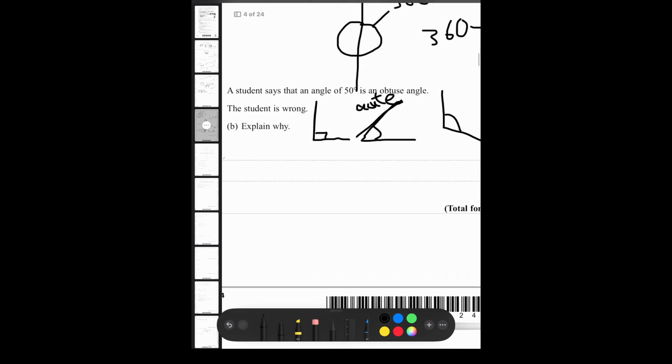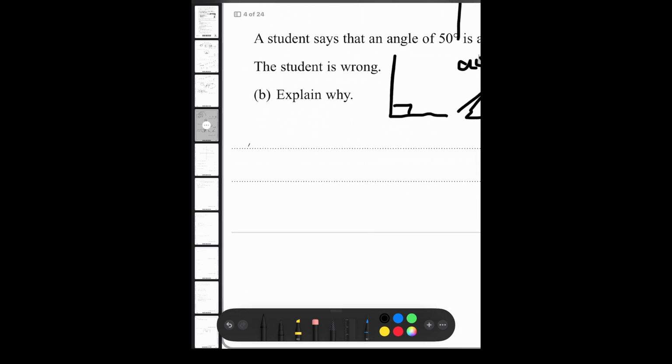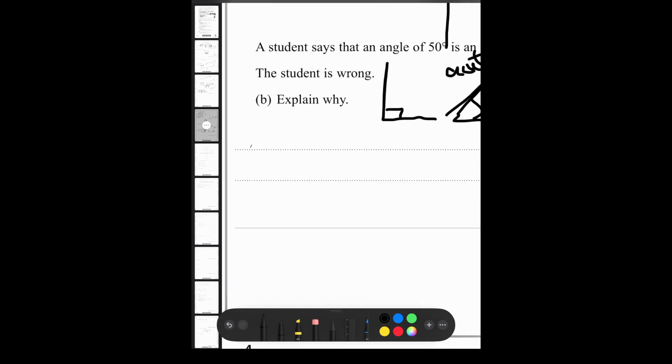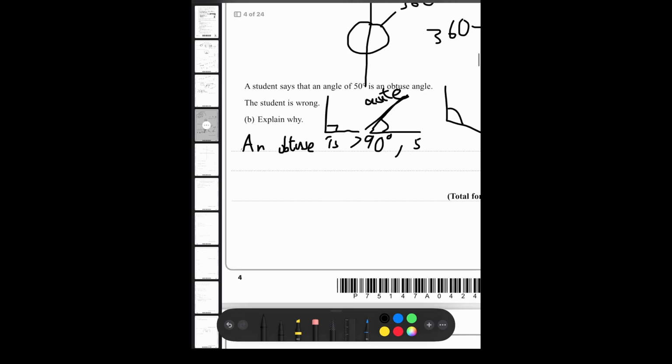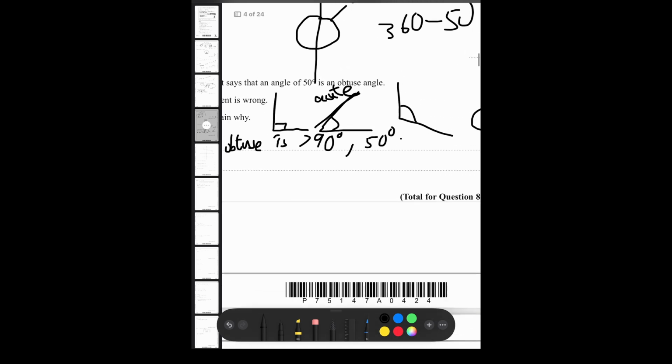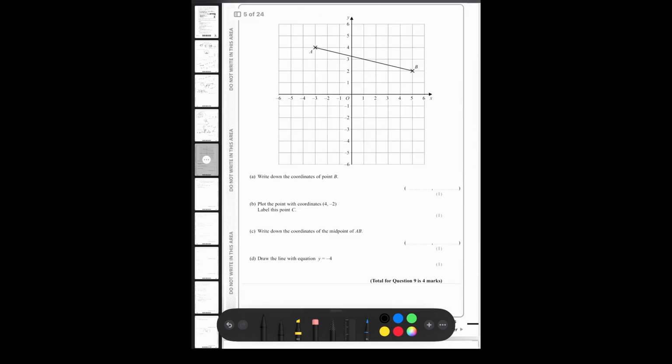So why are they wrong? An obtuse angle is over or bigger than 90 degrees. 50 degrees is smaller than 90 degrees. And that's your mark there.